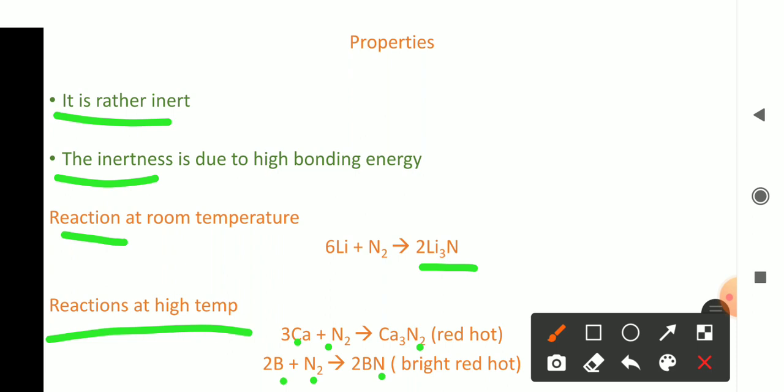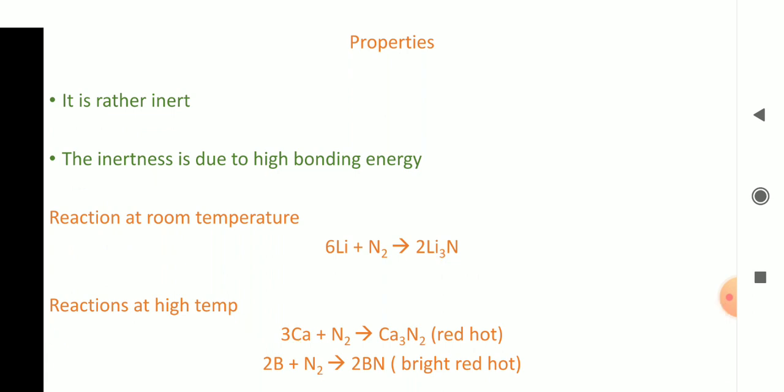With lithium it forms lithium nitride. This is the reaction to be held at room temperature. Then calcium on reaction with nitrogen, we get calcium nitride. Here the reaction condition is a red hot condition. And boron, when allowed to react with nitrogen, the product is boron nitride. And here the reaction condition is bright red hot.